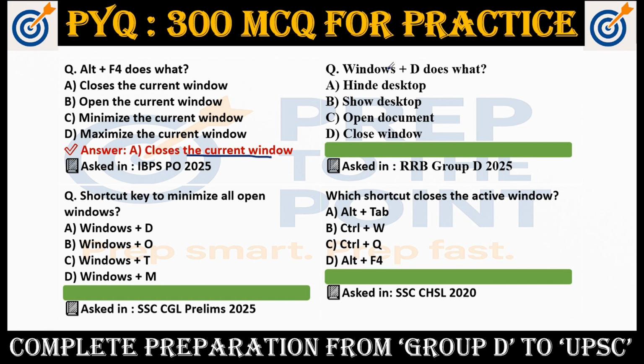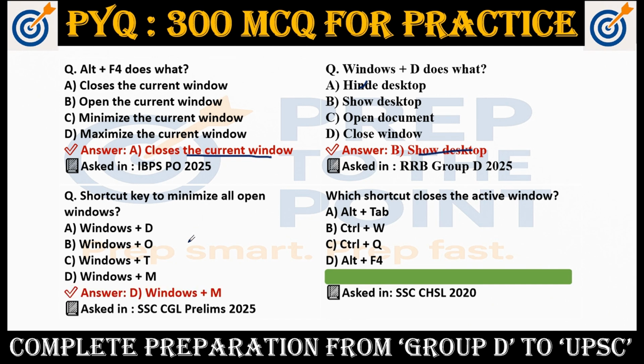Windows D does what? Hide desktop, show desktop, open document, or close document? Windows D, show desktop. Shortcut key to minimize all open windows. The correct answer is Windows plus M. Which shortcut closes the active window? Alt Tab, Control W, Control Q, Alt F4. Alt F4 is used to close active window.